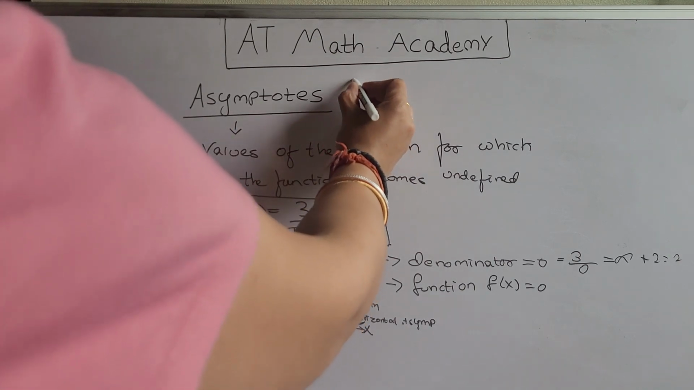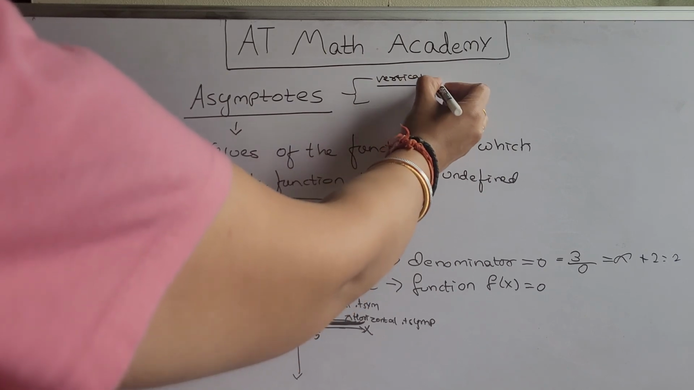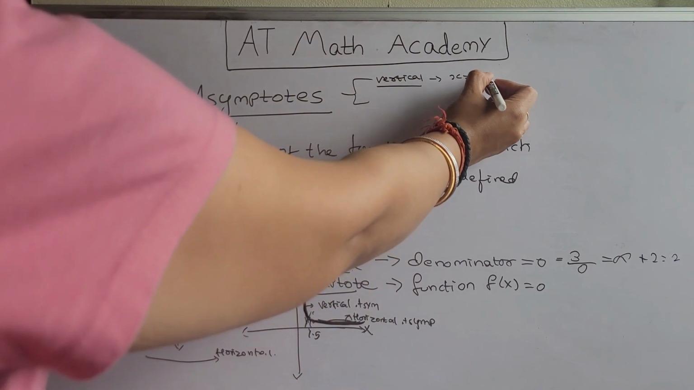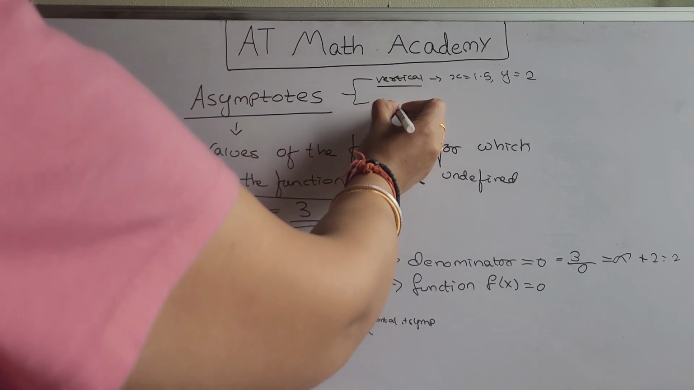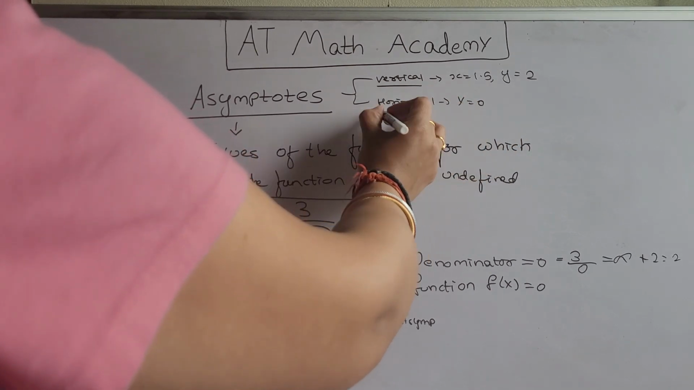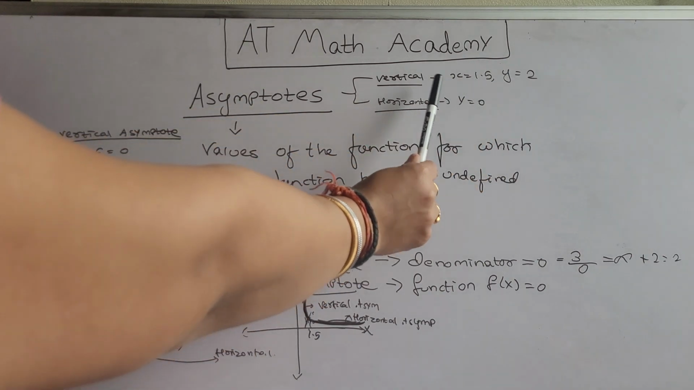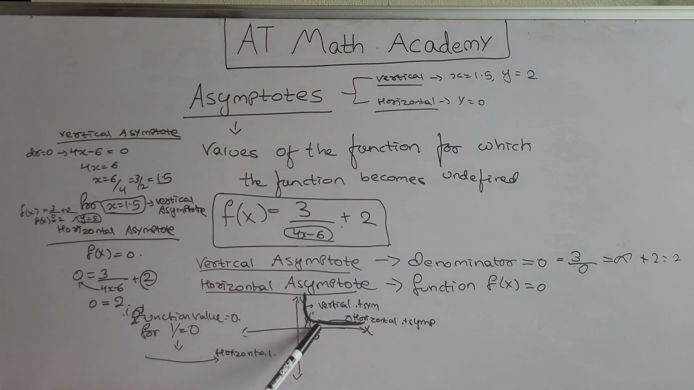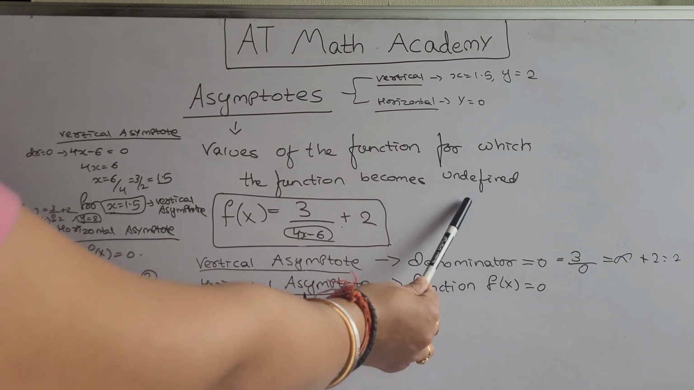So the asymptotes here: for the vertical asymptote, what I got is the x value 1.5 and the y value 2. And for the horizontal asymptote, I got the y value 0. So for y equal to 0, we get the horizontal asymptote, and for x equal to 1.5, we get the vertical asymptote. So this is how you find the asymptotes. And asymptotes are nothing but the values of the function where it becomes undefined.